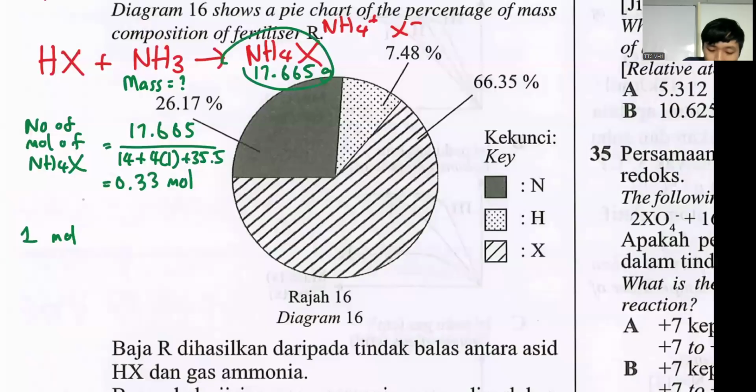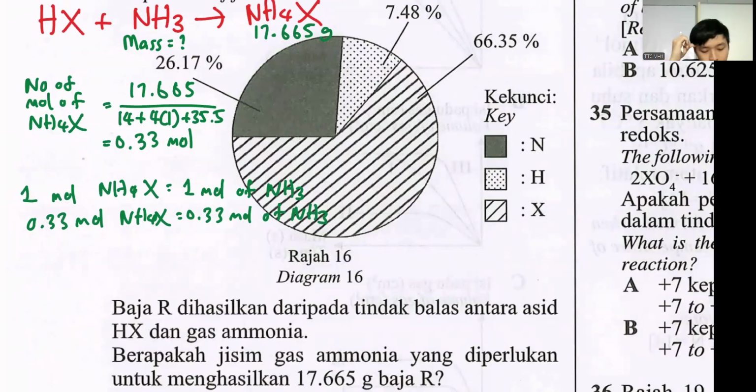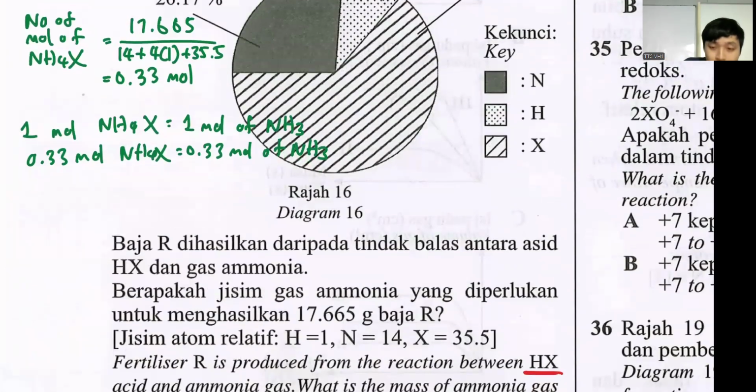1 mole of NH4X to 1 mole of ammonia. And if you got 0.33 mole of NH4X, then it is the same for ammonia. Then we do the same thing.